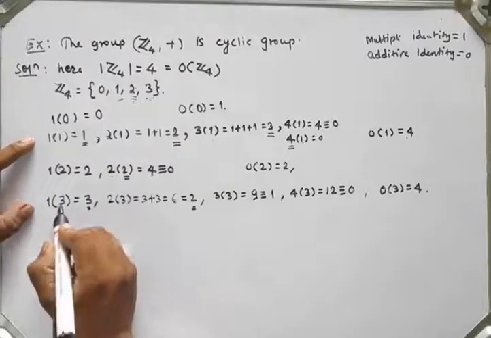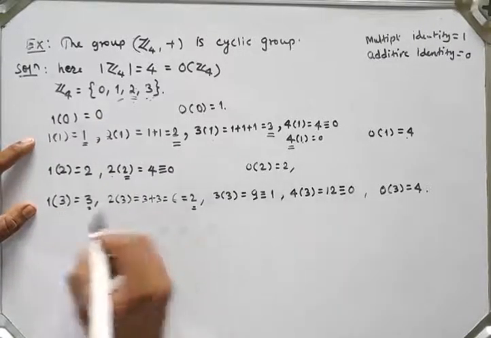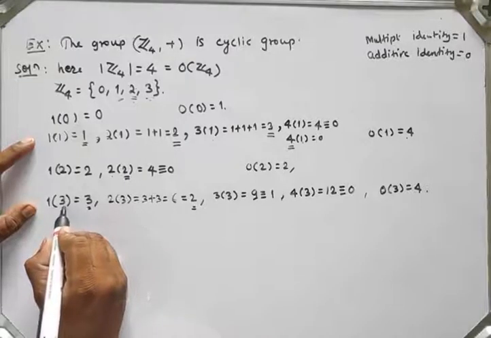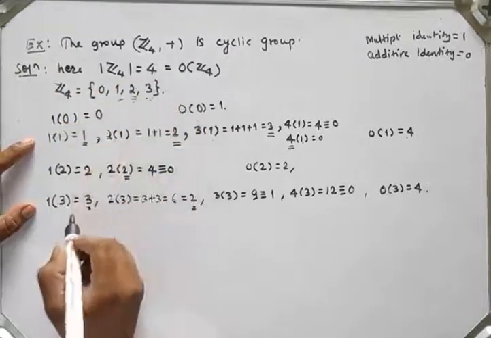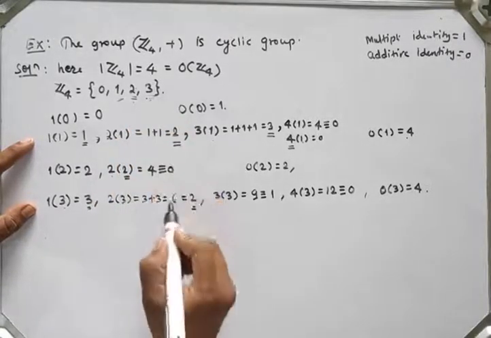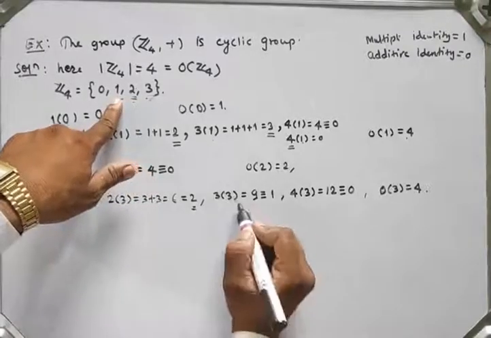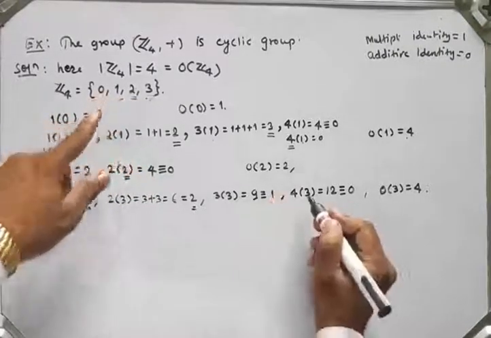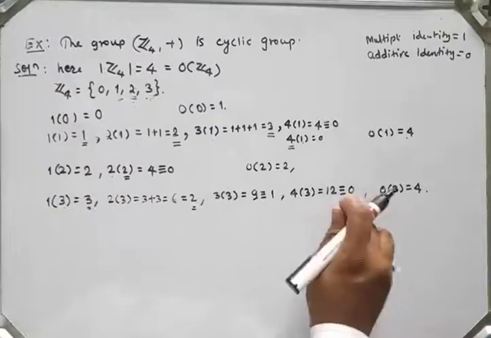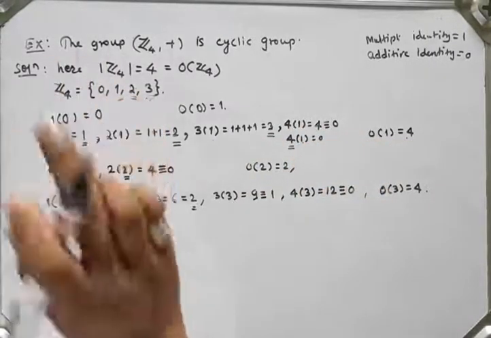Now again I will see 3, so here I can see element 3, which also generates group Z4, because 1 into 3 is 3, 2 into 3 is 2, 3 into 3 is 1, and finally 4 into 3 is equal to 0. So here 1 and 3 are the generators of Z4.